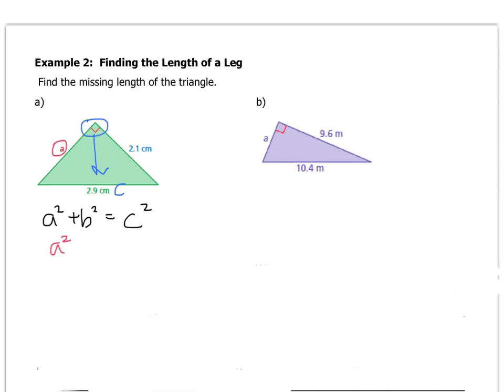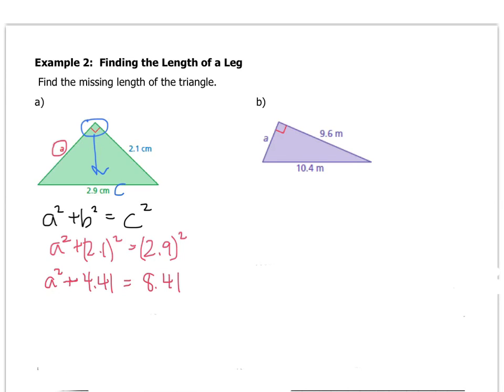So that means that when we plug in, we're going to plug in 2.1 into the formula. And 2.9 goes in for c. So now you grab your calculator and you write down what you have. So now you have a squared plus, that's 4.41 equals 8.41. And then you look and you go, what am I supposed to do?